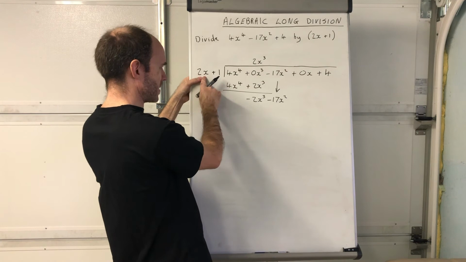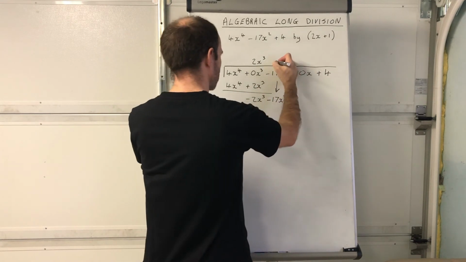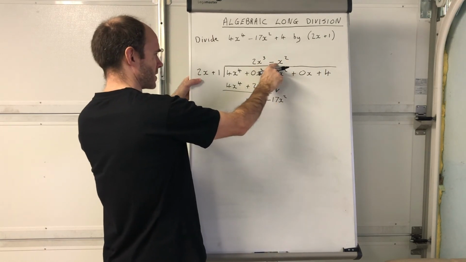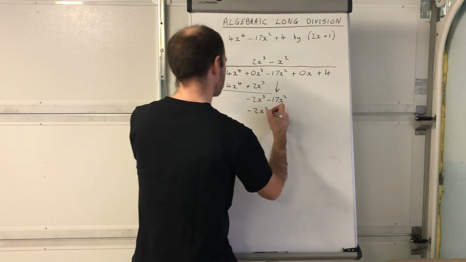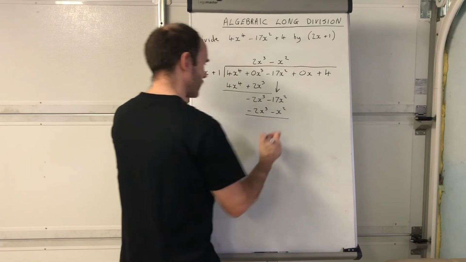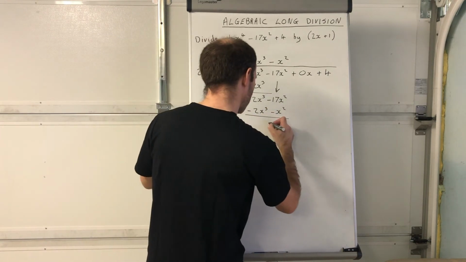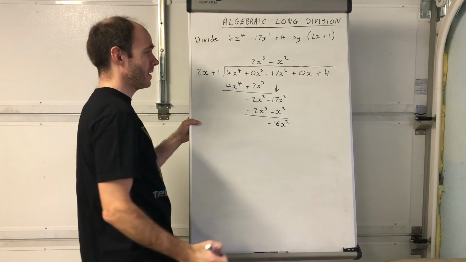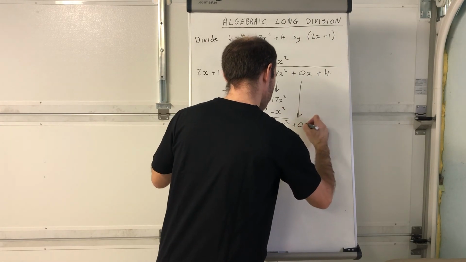So we've got to do 2x, what times 2x gives us negative 2x cubed, and it's going to be negative x squared. So then we do negative x squared times this, which gives us negative 2x cubed, subtract x squared. And then we find the difference between them. So we do this subtract this is 0, this subtract this gives us negative 16x squared. And then we bring this down, bring down the plus 0x, and we start all over again.